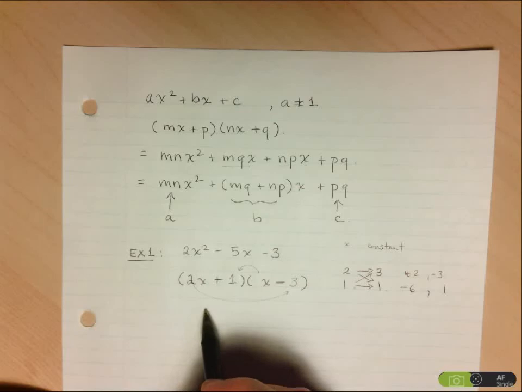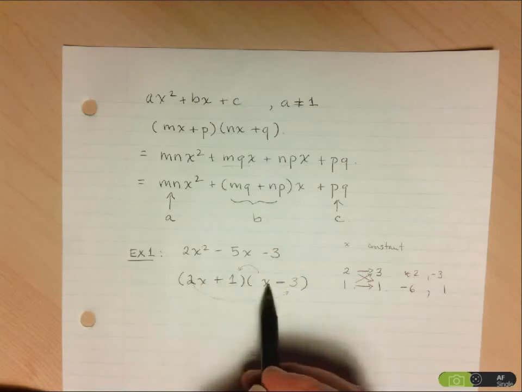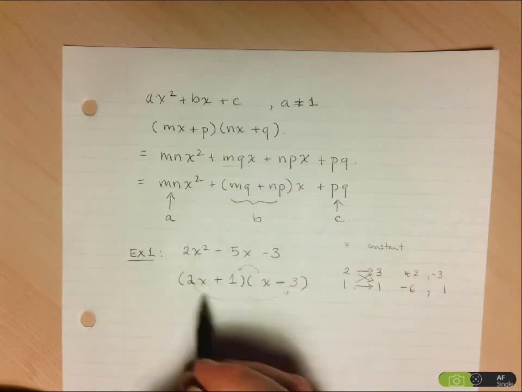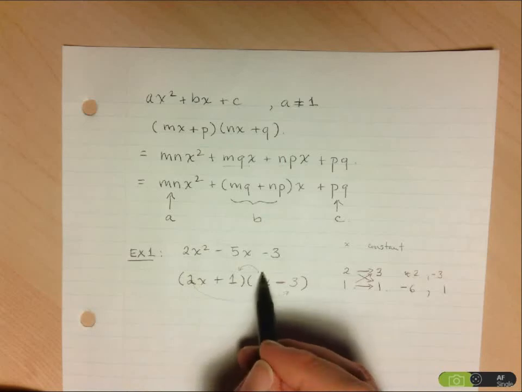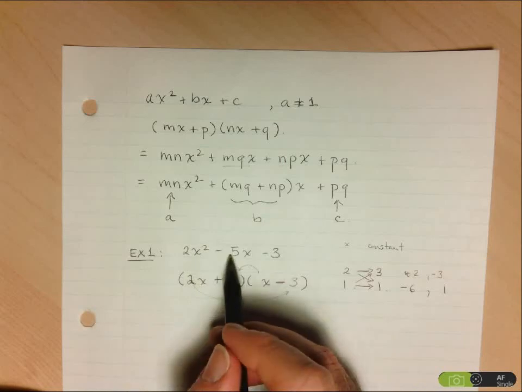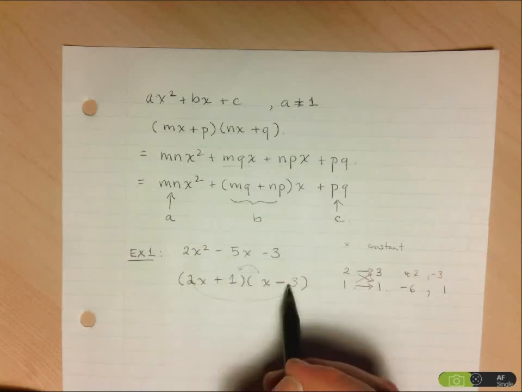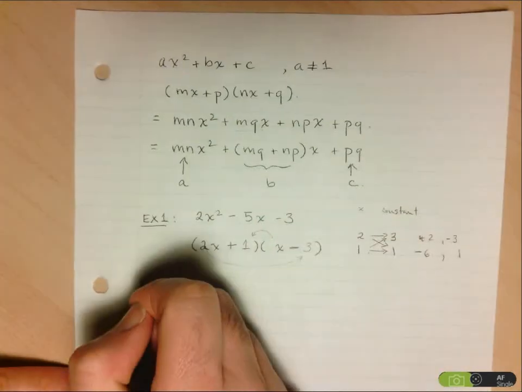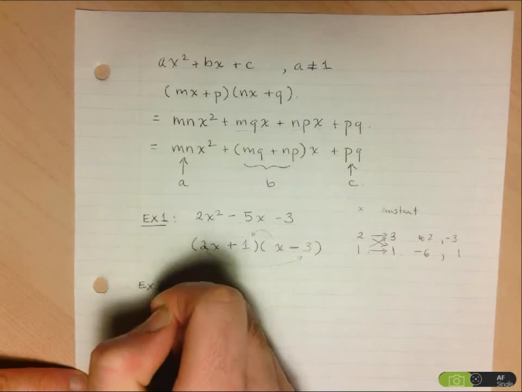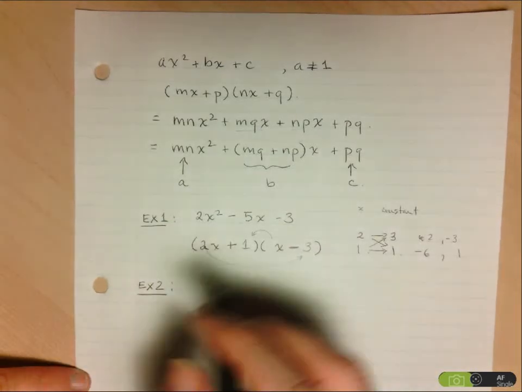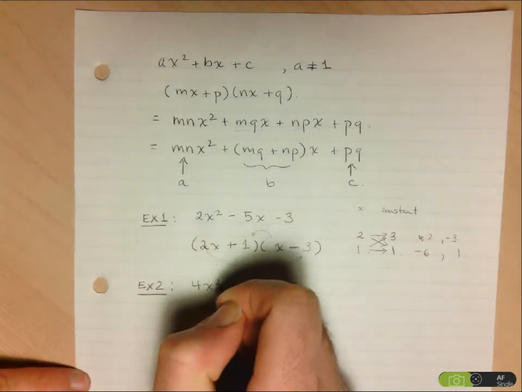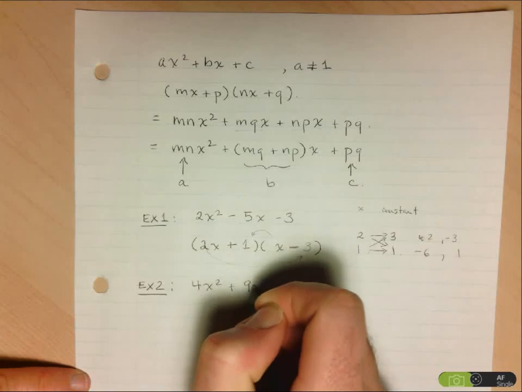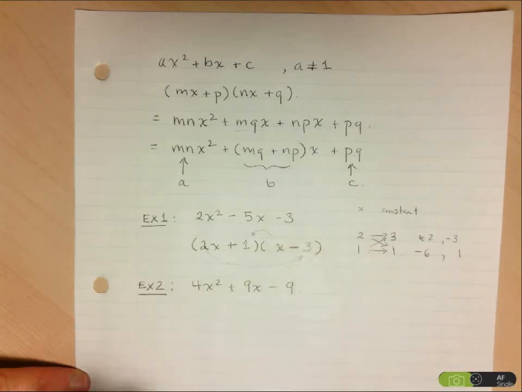Let's check quickly that it does indeed give us the correct factorization. So 2x times x, 2x squared, negative 6x plus 1x, negative 5x, and 1 times negative 3 is negative 3. So that works out. Let's take a look at a second example, which is not quite as easy. Okay, so we're going to take a look at 4x squared plus 9x minus 9.